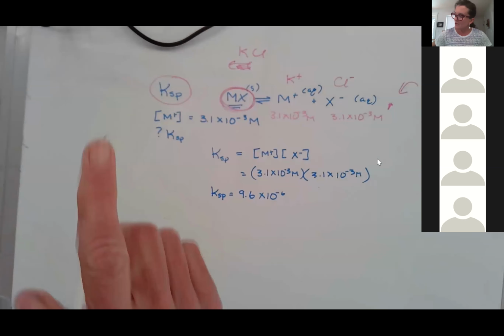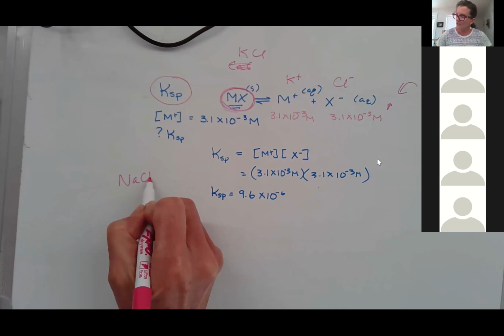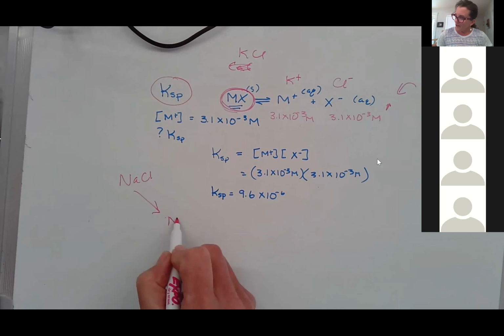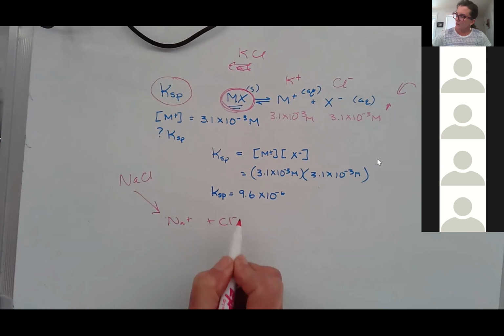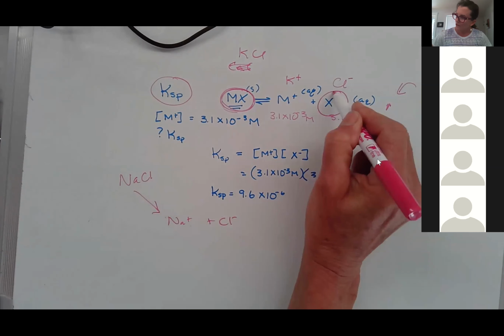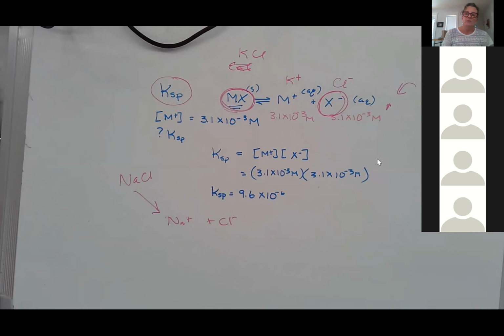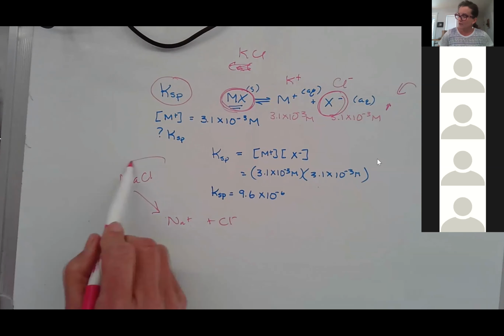If I threw some sodium chloride into the solution, that would make Na plus and Cl minus. So it would bump up this concentration, but not that one. So it would be possible to have different concentrations if I introduce it from a different source.